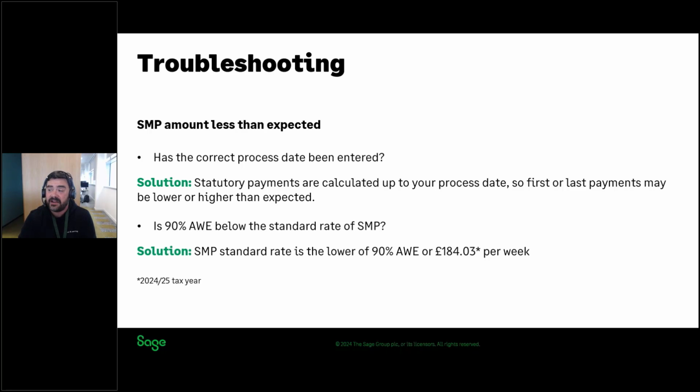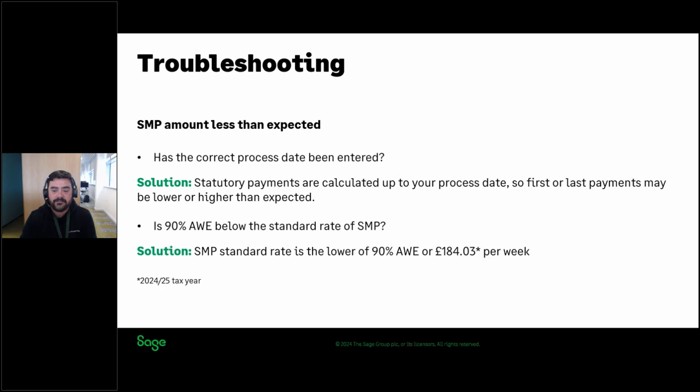Now what this might mean in practice is that the first or last payment might be slightly lower or higher than expected, because if you usually pay your employee up to the end of the month, but they're paid, say, on the 25th, the way that the SMP would work is it will work out the SMP to the 25th of the current month. So the first payment might be a bit lower than what you'd expect. And then when you get to the end of the maternity leave, the last payment will be a little bit higher because it will be catching up on the last few days of the previous month. So make sure you've got the right process date entered, and just keep in mind that SMP calculates up to that date.